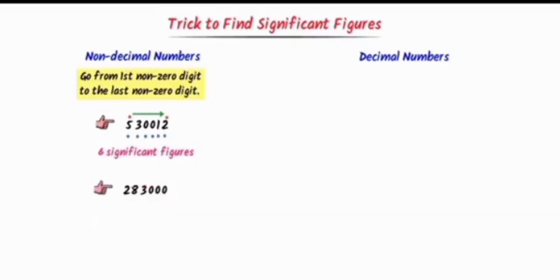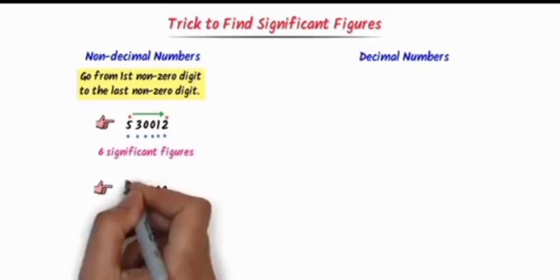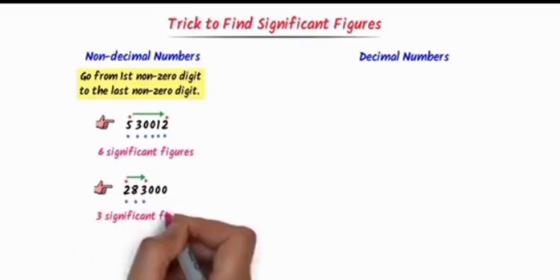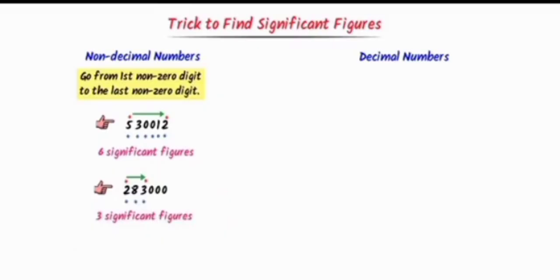Secondly, in this number, the first non-zero digit is 2 and the last non-zero digit is 3. So I go from 2 to 3. 1, 2, 3. Thus there are a total of 3 significant figures present in it. Thirdly, in this number, the first non-zero digit is 4 and the last non-zero digit is 1. I go from 4 to 1. 1, 2, 3, 4. So there are a total of 4 significant figures present in it.